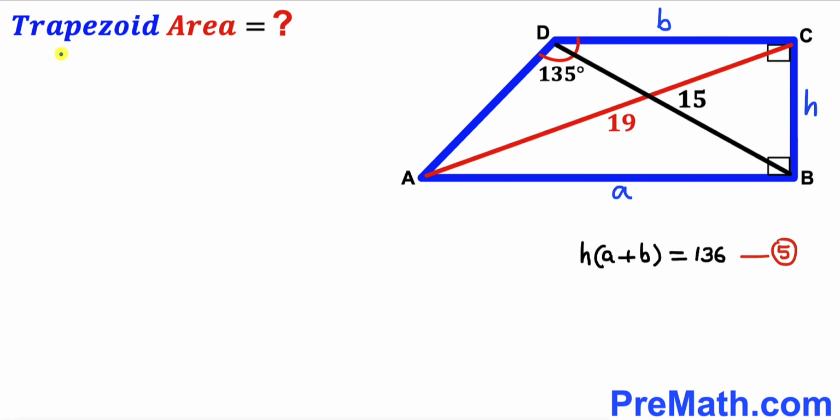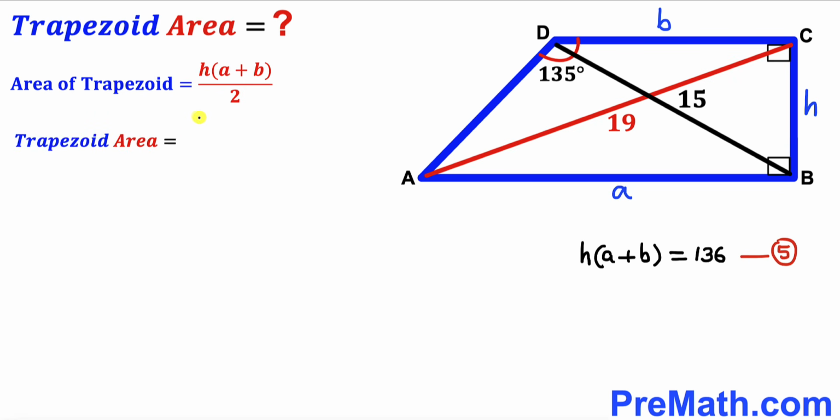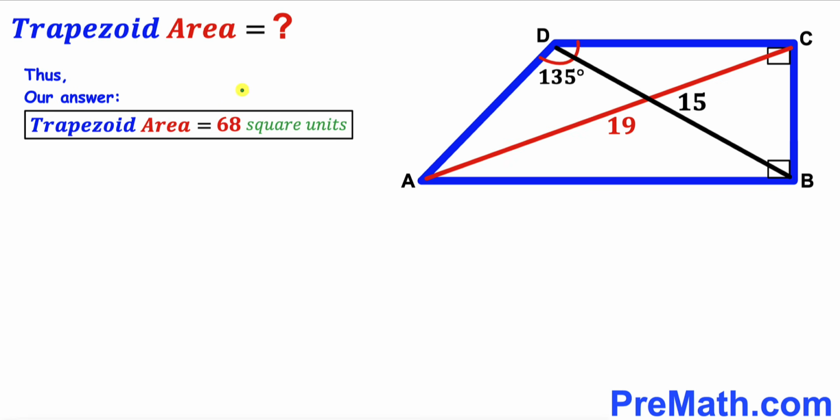And here's our final step. Now we are going to calculate the area of this trapezoid ABCD. Let's recall once again the area of the trapezoid. Area equals height h times a plus b all over 2. Now we can see the value of h times a plus b from equation 5 equals 136. So I'm going to replace this whole numerator with 136. So the trapezoid ABCD area is going to be 136 divided by 2, and if we simplify we get 68 square units, the area of this trapezoid ABCD. So thus after all the calculations and manipulations, the area of this trapezoid ABCD turns out to be 68 square units. And that's our final answer.